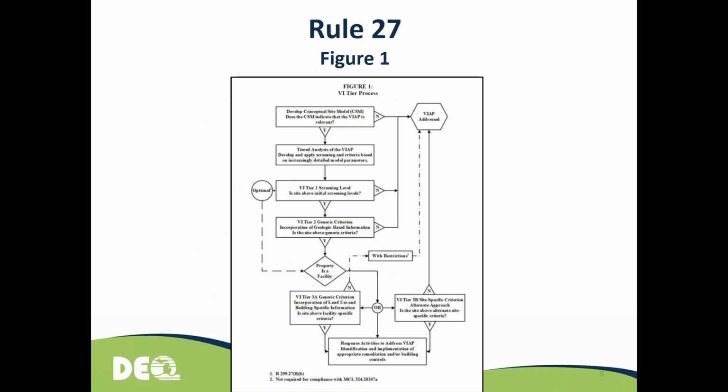The process is identified in Rule 27, Figure 1. You will notice that this figure is very similar, if you've looked at some of the supporting documentation, to what the CSA work group identified. It shows you an overview or a roadmap of the VI tiered process, and when you go through it, it's very helpful to have a general understanding of how the tiers relate to each other.